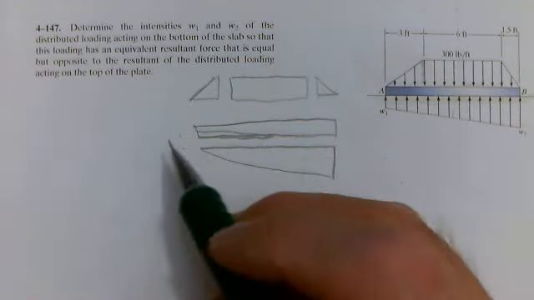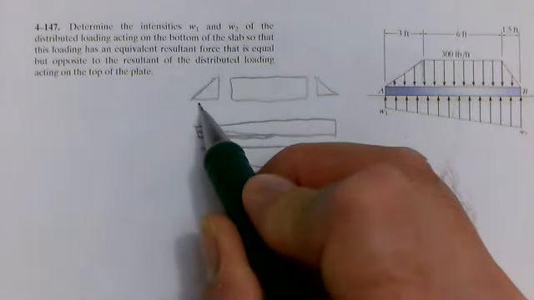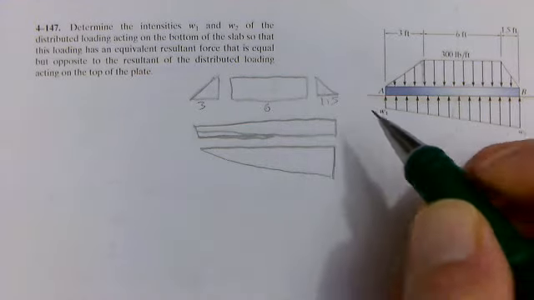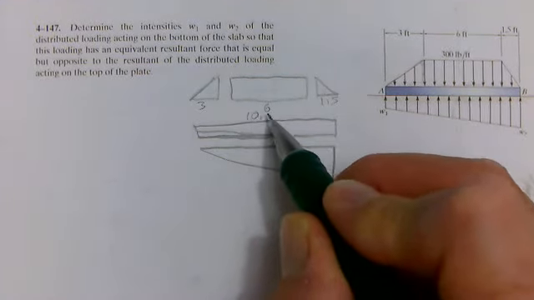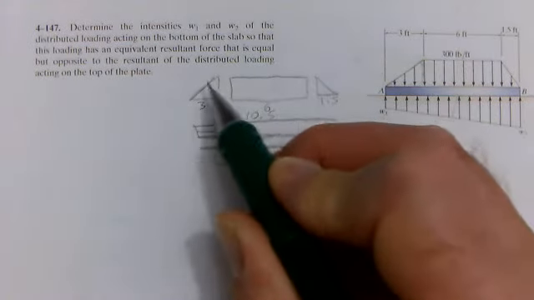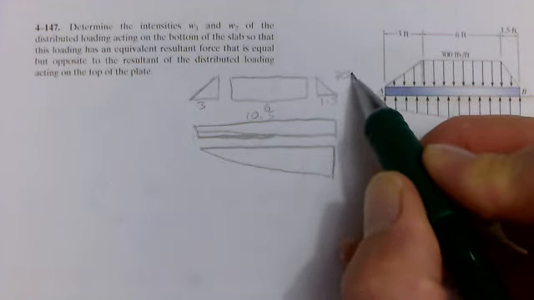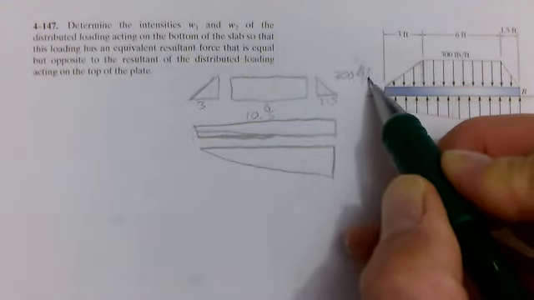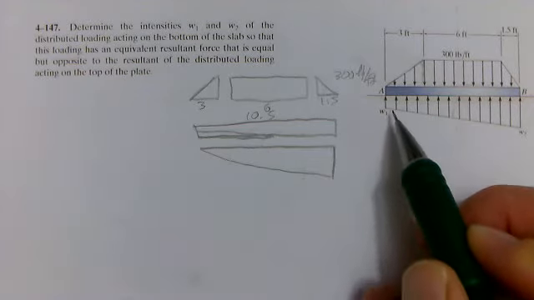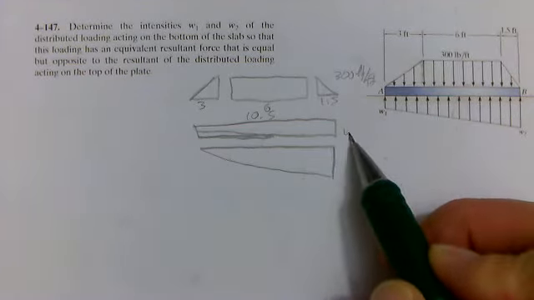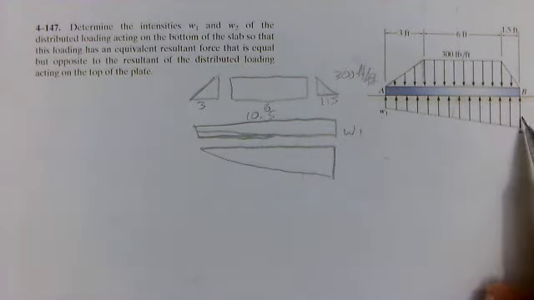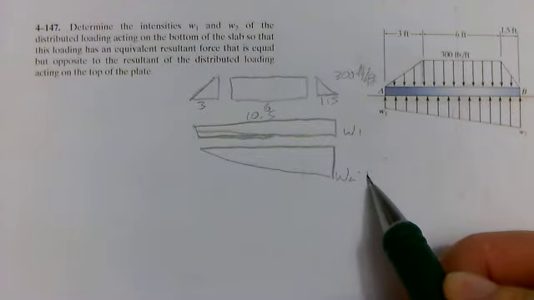So the widths are 3, 6, and 1.5, so the total width here is 10.5, adding all three of those together. The height of all three of these is 300 pound-feet. And the height of this one is going to be W1, and the height of this one is going to be the difference between W1 and W2, so it's W2 minus W1.